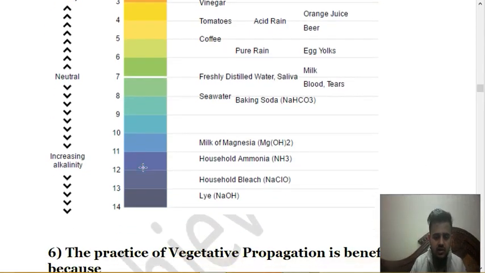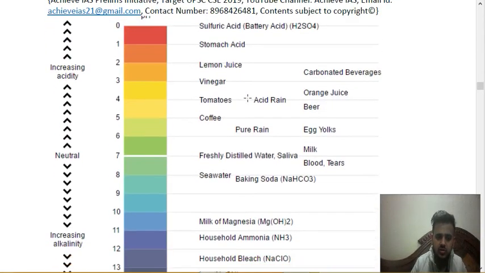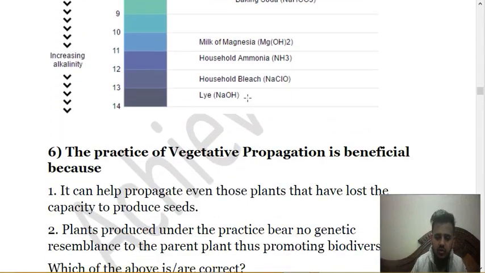And further on, let me tell you, friends, that blood and tears are slightly basic in nature, because at 7 the solution is considered neither basic nor acidic. So blood and tears are actually slightly basic. So the answer of this is B, that is, stomach acid is the most acidic part of our body fluids.